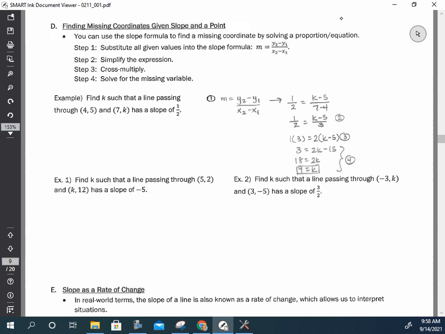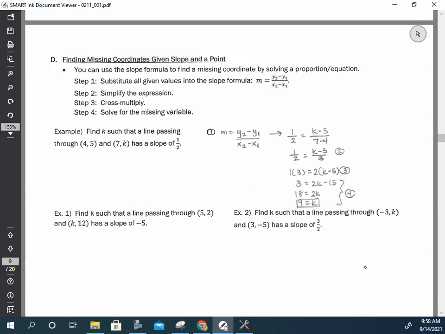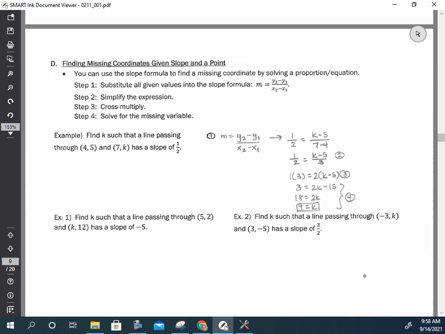All right, so the second application of slope is when you are finding missing coordinates given the slope and a point. So this time, what's going to happen is the following. You're going to be told that the slope is equal to something. You're going to be given the slope. You're also going to be given 2 points.